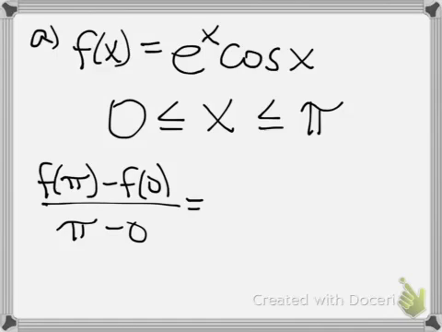So if I plug in pi, obviously we'll get e to the pi times cosine of pi. We should remember that cosine of pi is -1, so it'll be negative e to the pi. If I plug in 0, cosine of 0 is 1, and e to the 0 is also 1, so it'll be -1, and then we'll just have pi in the denominator. And we'll just leave it like that. So, moving on to part B.